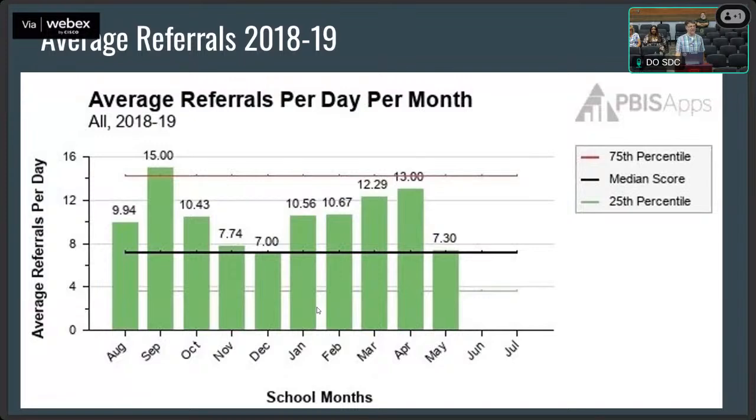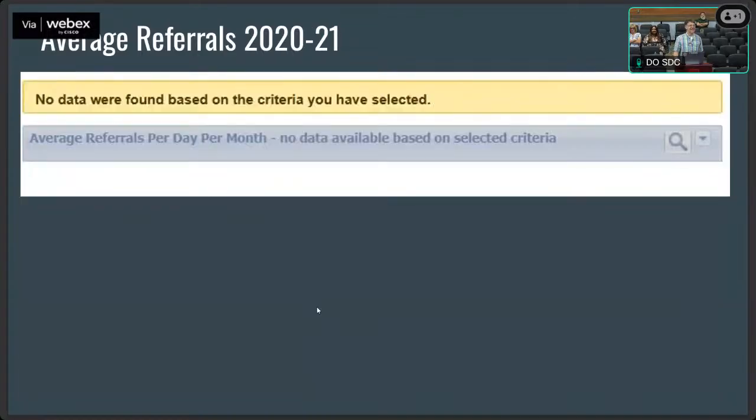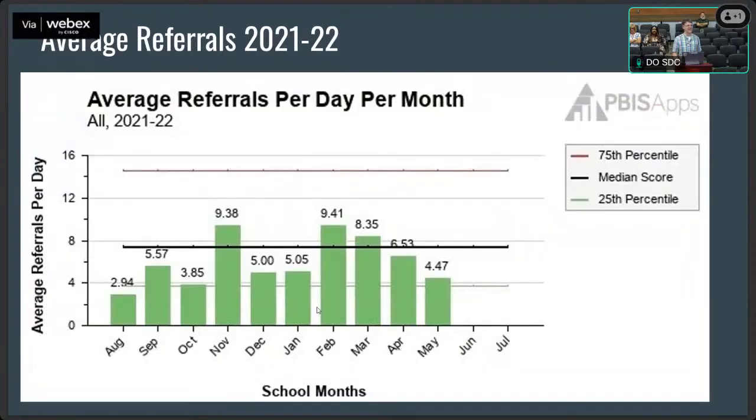Go ahead and go to the next one. So on this one, we kind of ended a little bit early. I'm not sure why. Probably had something to do with our reporting. COVID, maybe. Yep, you guys got it. So we had no data for 2020. Look at that. All right. Wonder why. Okay, 2021, we came back. Notice all the numbers are way down. Before we were in the 75th percentile regularly. Now we're getting down closer to the median.